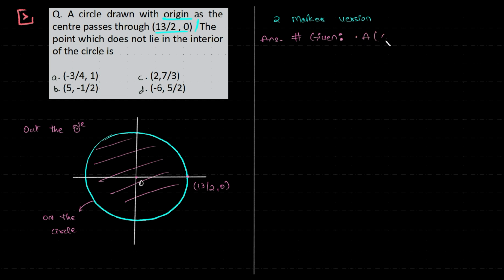So point A, 6.5 comma 0, is a point on the circle. Remember, on the circle means on the circumference. From this, what can we infer? We can infer that the radius is 6.5 units. This length has to be 6.5. Makes sense? All of this length has to be 6.5. Now, one more thing: the origin is the center.